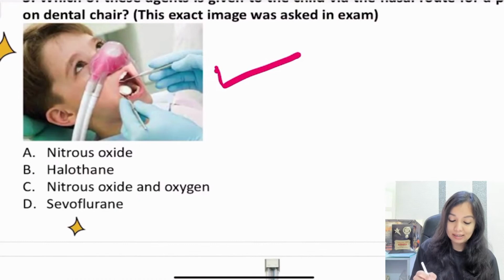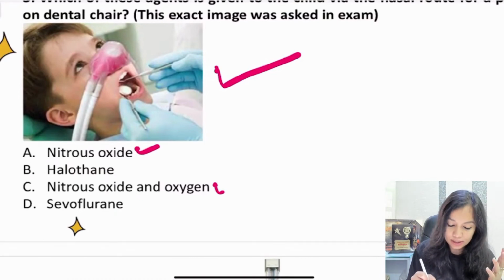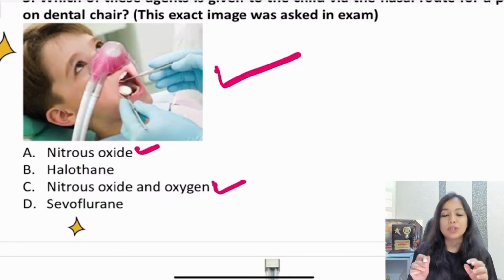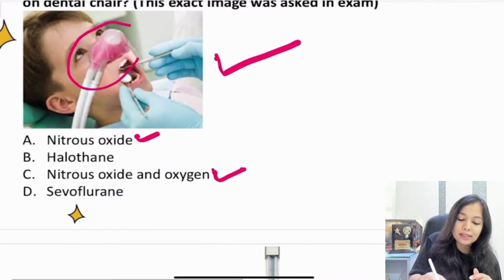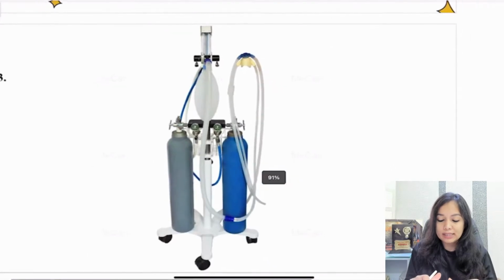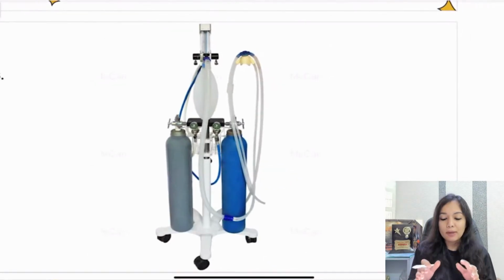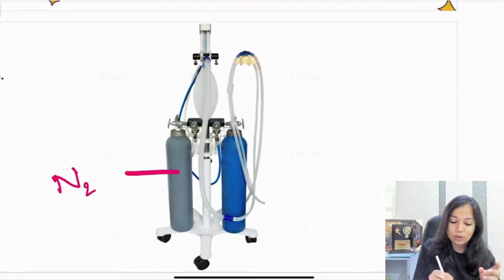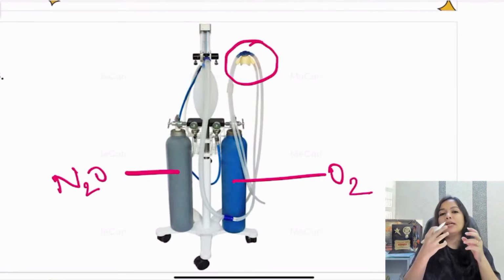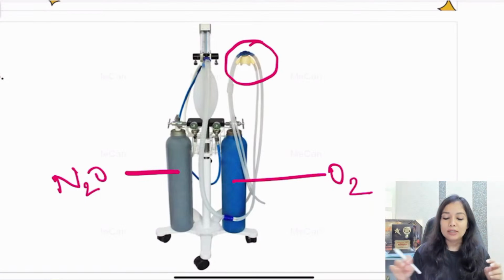So the answer here, you might get confused with nitrous oxide and oxygen, and the answer here is nitrous oxide and oxygen, because this particular thing that you can see on the nose of the child is actually coming from this setup. So this is an inhalation sedation setup in which there are two cylinders. One cylinder is of nitrous oxide, one cylinder is of oxygen, and there is this mask that is placed on the nose of the child, and we are supposed to titrate.